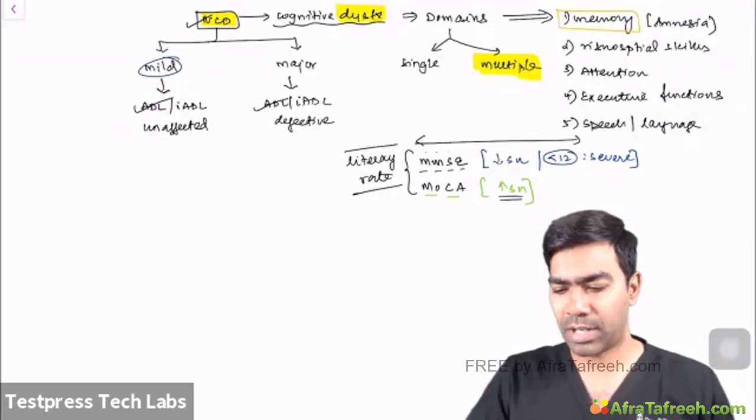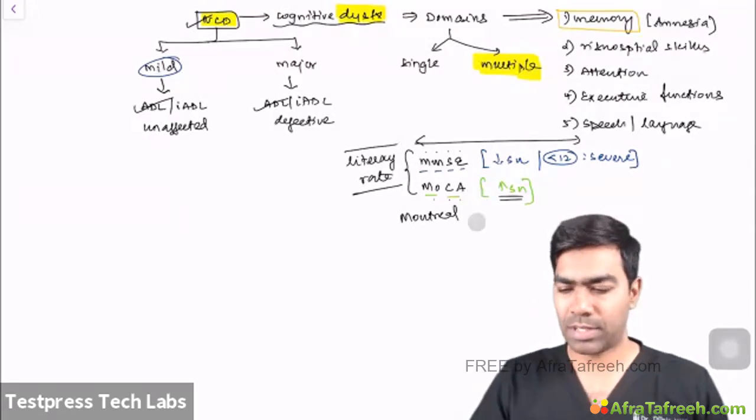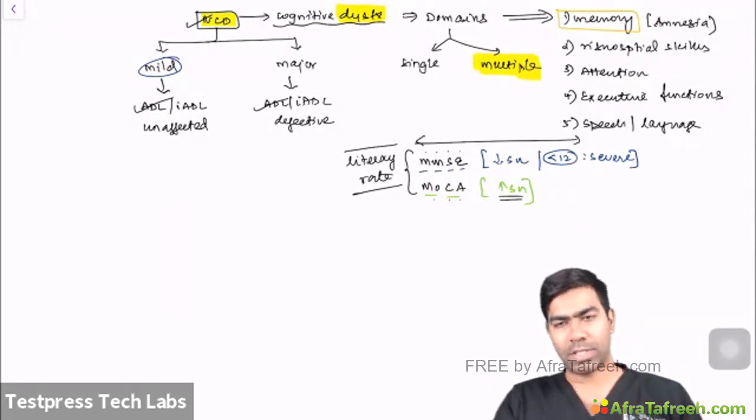MMSE stands for Mini Mental Status Examination. MoCA stands for Montreal Cognitive Assessment, Montreal, M-O-N-T-R-E-A-L. MoCA has more sensitivity compared to the MMSE scale.